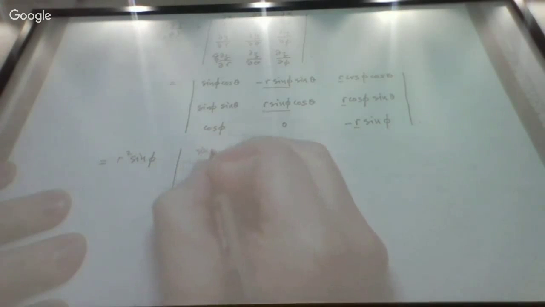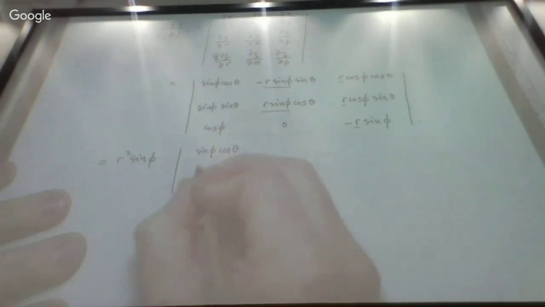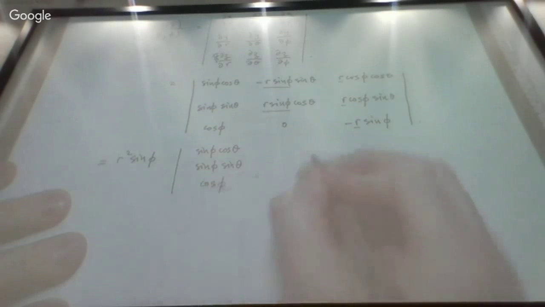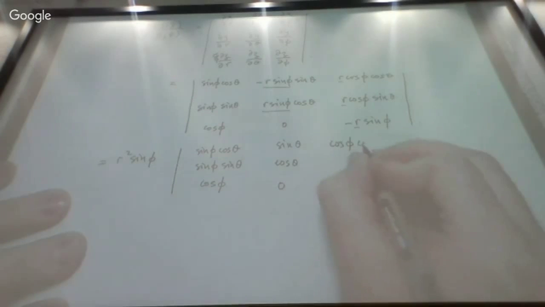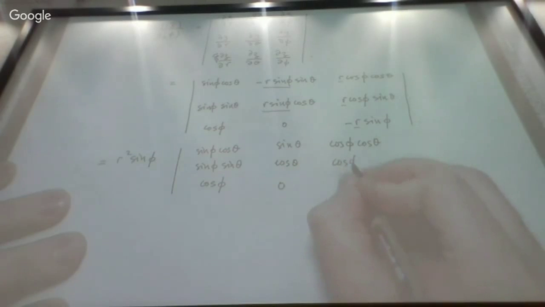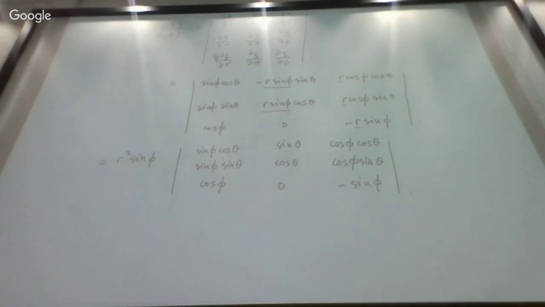So the first column is unchanged. Then the middle column is a bit simpler: sine theta, cosine theta, 0. And the third column is a bit simpler as well: cosine phi cosine theta, cosine phi sine theta, and minus sine phi. So that's by factorizing the second and third columns.